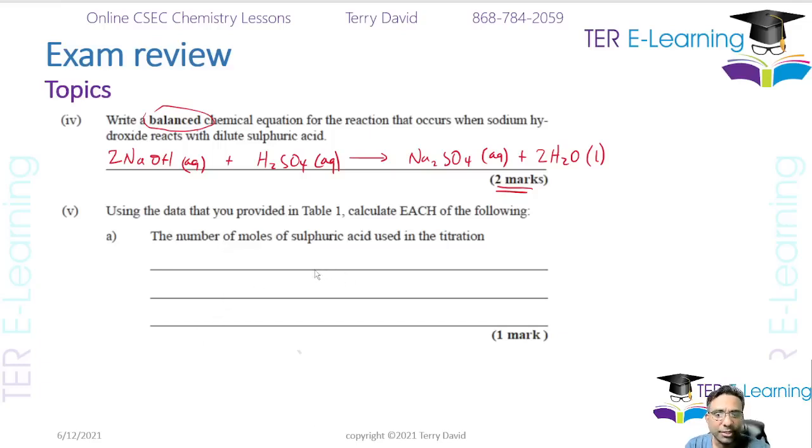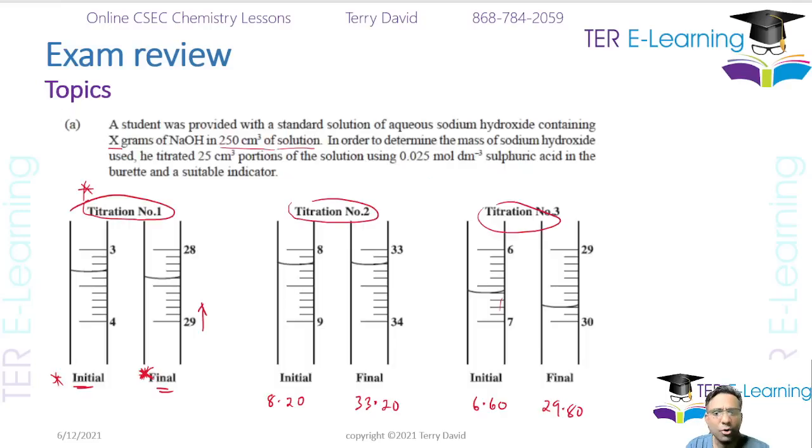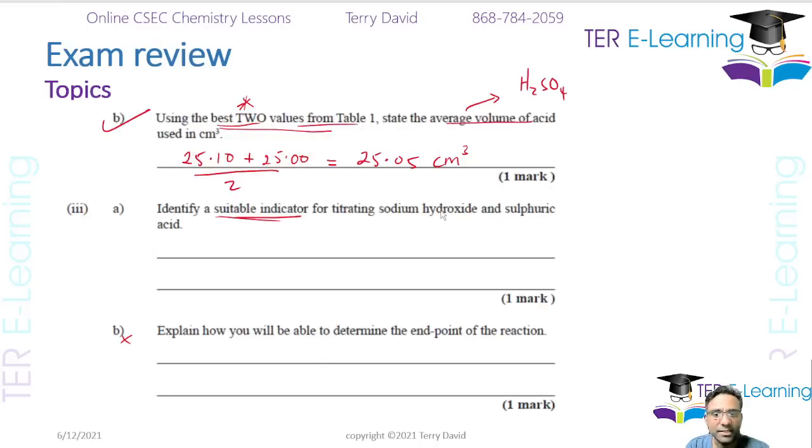Now, let's look at the calculation. This is the part that gives students trouble. They want to know the number of moles of sulfuric acid used in the titration. So let's go back to the question. What do we know? We knew the concentration of the sulfuric acid. It was 0.025. So let me just put that somewhere here. The concentration of the sulfuric acid, H2SO4, was 0.025 mole per dm cubed. Wait, I wrote it in the wrong place.